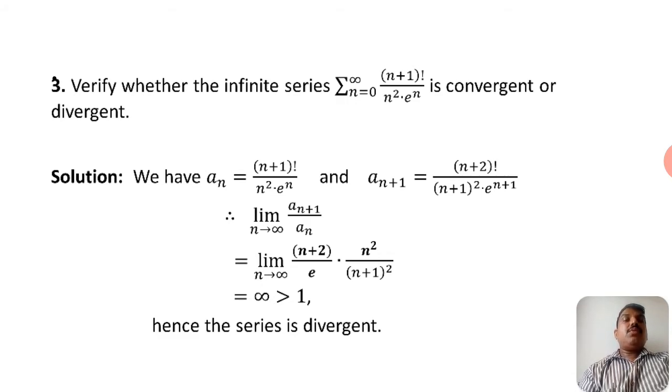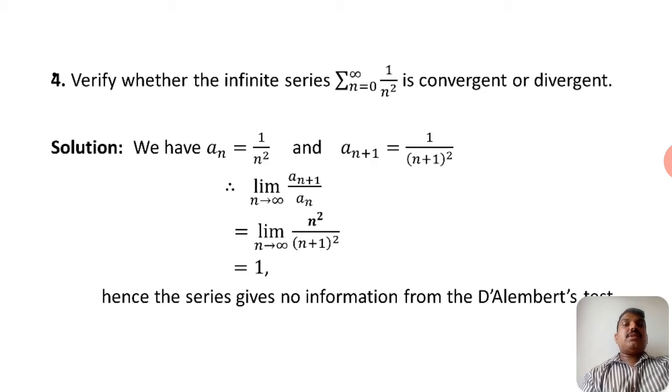And again substituting and simplifying, limit of n tends to infinity (n plus 2) divided by e into n square divided by (n plus 1), which is equal to infinity, which is greater than 1, hence the series is divergent according to D'Alembert's ratio test.